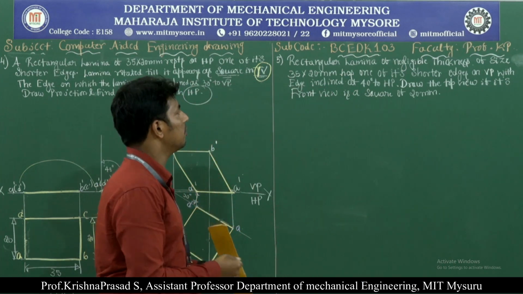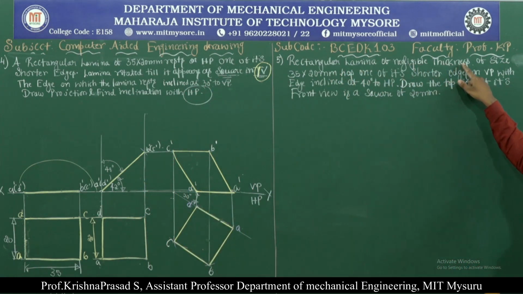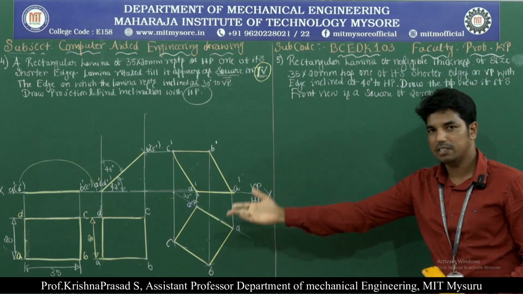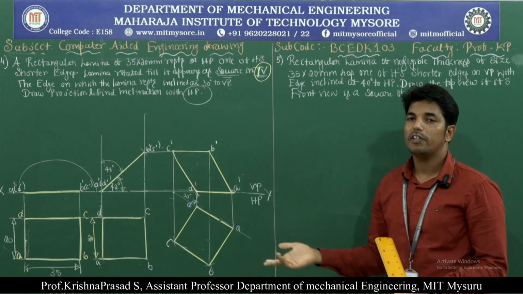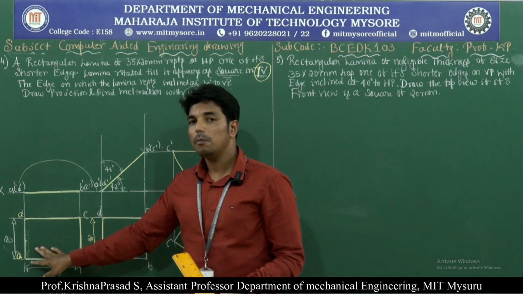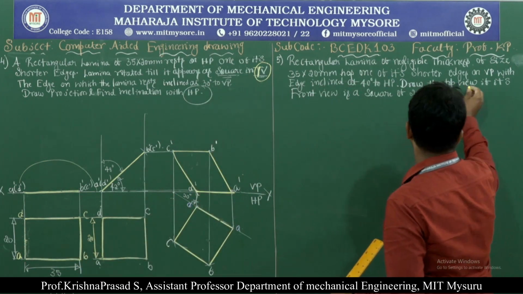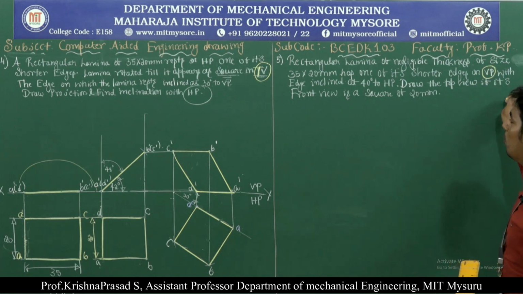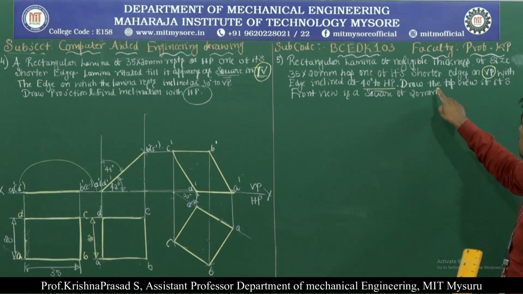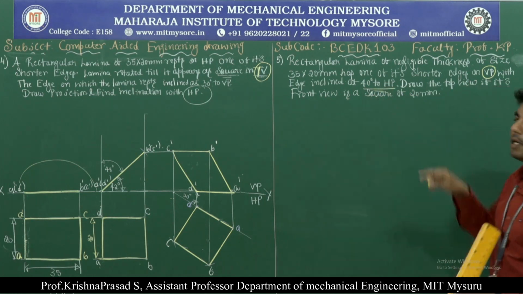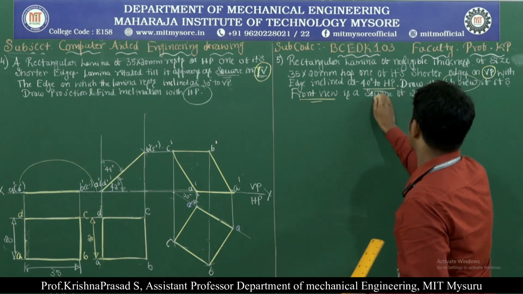Next we are moving on to the last problem regarding the rectangular lamina. A rectangular lamina of negligible thickness, of size 35 into 20 mm, has one of its shorter edges on VP. In the previous problem it was one of the shorter edges on HP, but now it is one of its shorter edges on VP. The edge is inclined at 40 degree to HP. This condition we can see later. Draw the top view if its front view is a square. That means we need to draw the top view, but in the front view it appears as a square.